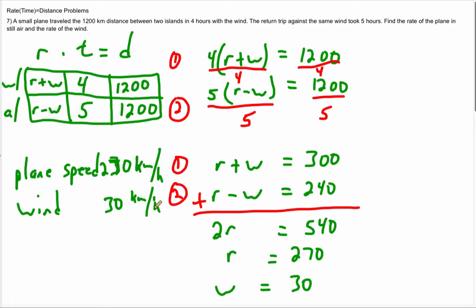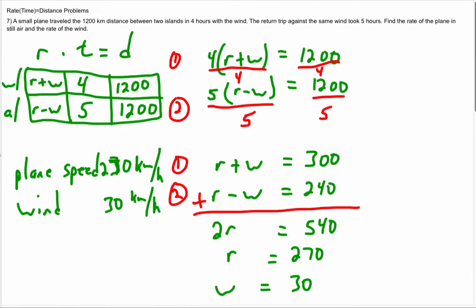Okay, and you can still test that, right? So if you're going with the wind, you're essentially going 300 miles an hour for 4 hours, which is 1,200. If you're going against the wind, you're basically going 240 miles an hour for 5 hours, which is 1,200 as well. So you can still test these answers.